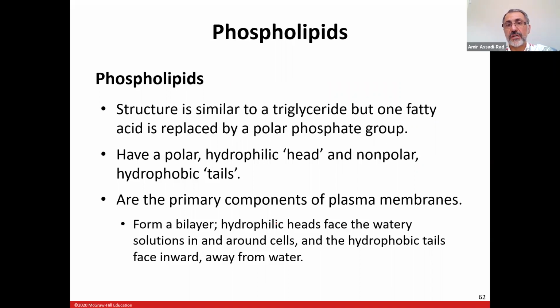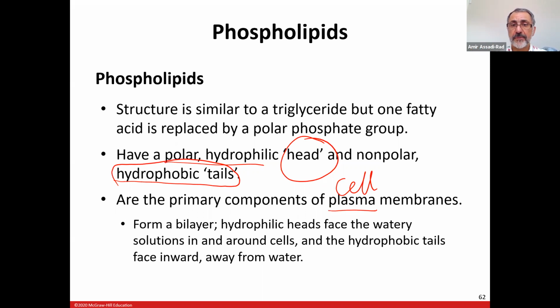Phospholipid structure is similar to triglyceride, but one fatty acid is replaced by a polar phosphate group, and you will see that. It has a polar hydrophilic head. It has a head and tail. So the head is polar and hydrophilic, and the tail is non-polar and hydrophobic. So this molecule is very unique. It has a head that is hydrophilic and a tail that is hydrophobic. Phospholipids are the primary components of the plasma membrane. It means cell membrane. Every cell has a boundary, the plasma membrane, cell membrane, and they form a bilayer.